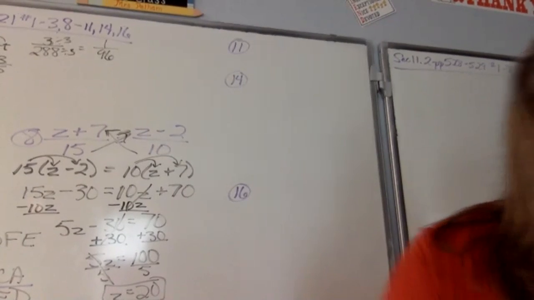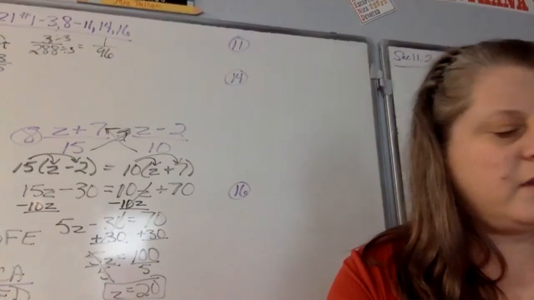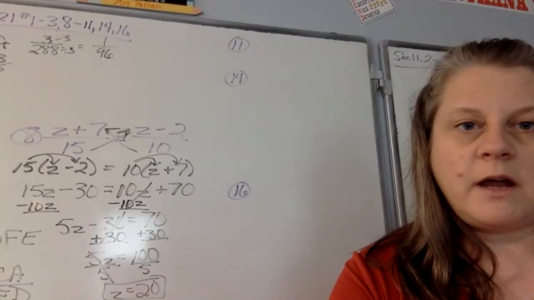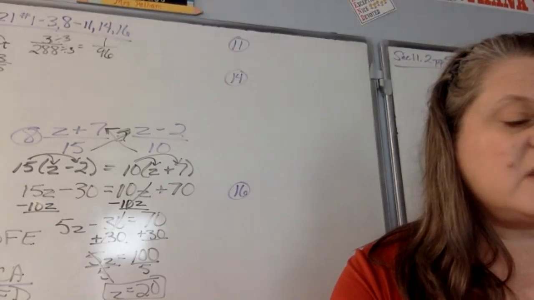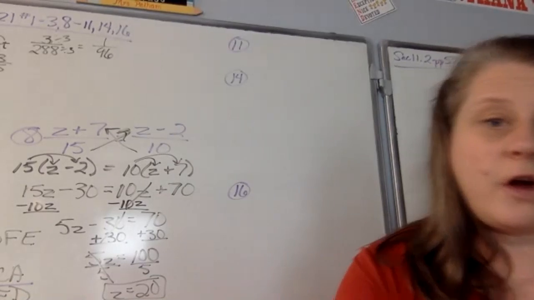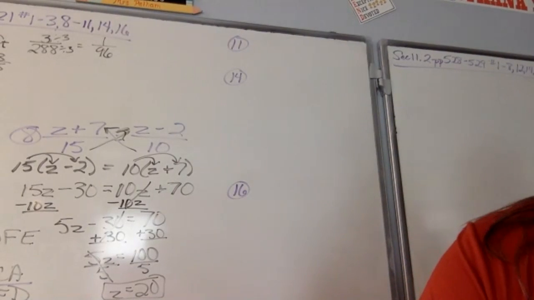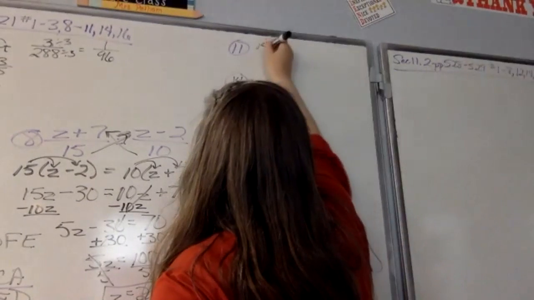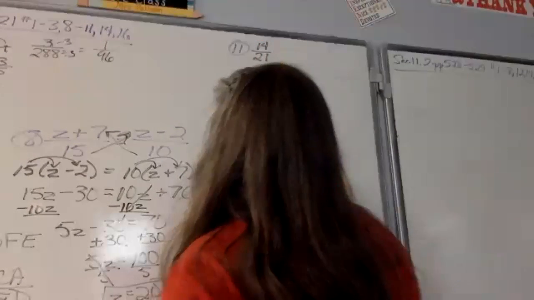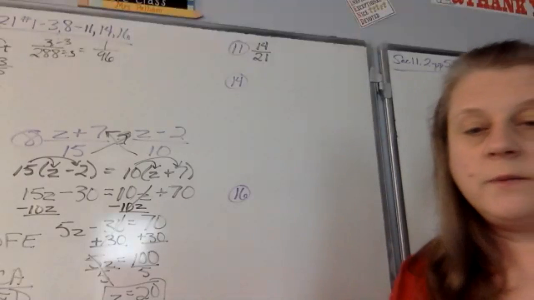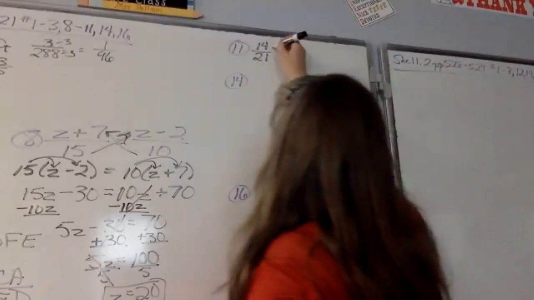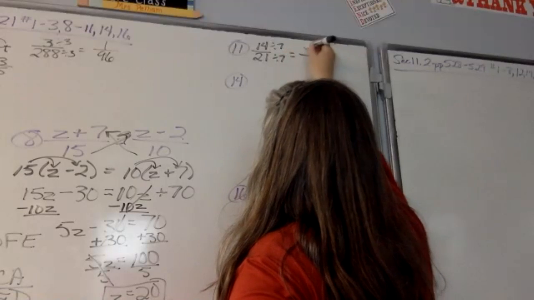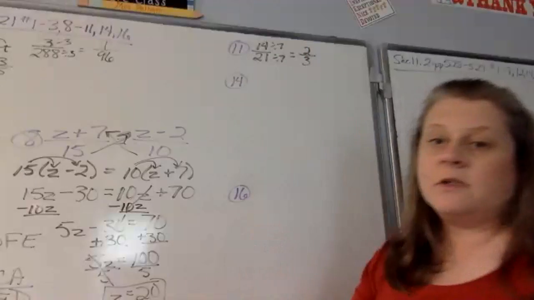I always usually pick, if you look, are they turned the same way? They're turned the same way, right? So I usually just use the bottoms because it's straight across. It's a little bit easier. So I have 14 over 21. Now what goes into both 14 and 21? 7. So my ratio is 2/3.